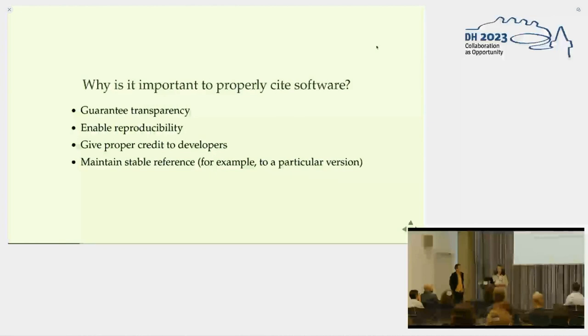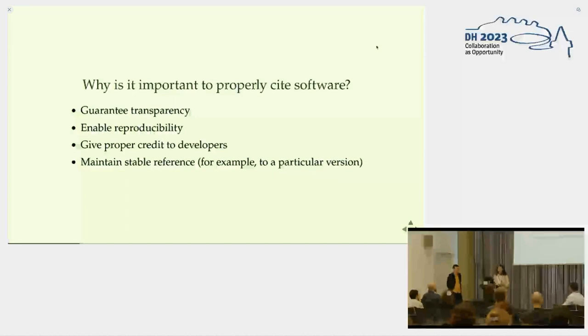Why is it important, then, to cite this type of software? Well, it guarantees transparency. It guarantees that the community knows exactly which processes and which steps we have taken to produce the research results that we're presenting and creating.